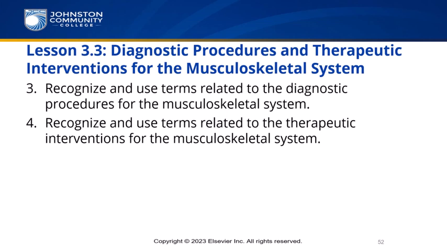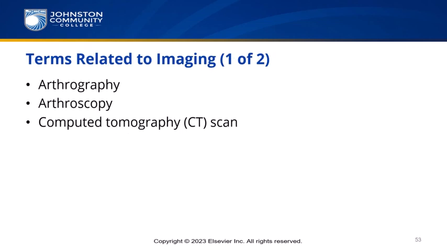Lesson 3.3, Diagnostic Procedures and Therapeutic Interventions for the Musculoskeletal System. Learning Outcome 3: we're going to recognize and use terms related to the diagnostic procedures for the musculoskeletal system. Learning Outcome 4: we'll recognize and use terms related to the therapeutic interventions for the musculoskeletal system. Let's discuss some terms relating to imaging. There are a variety of techniques for seeing inside the body.